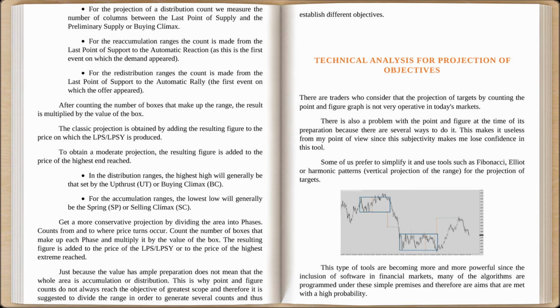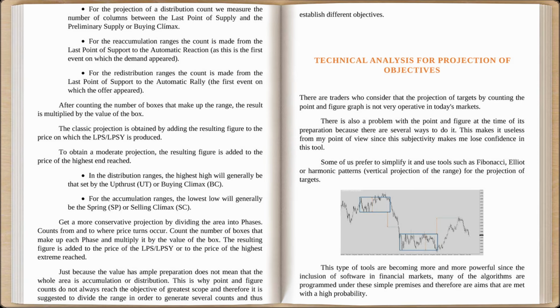For the reaccumulation ranges, the count is made from the last point of support to the automatic reaction, as this is the first event on which the demand appeared. For the redistribution ranges, the count is made from the last point of support to the automatic rally, the first event on which the offer appeared.